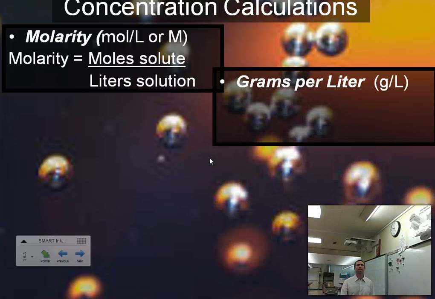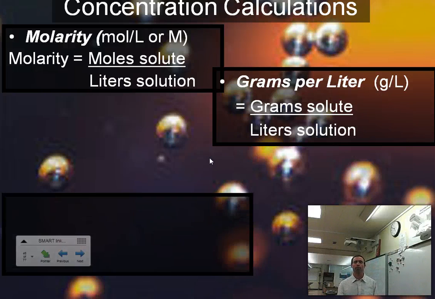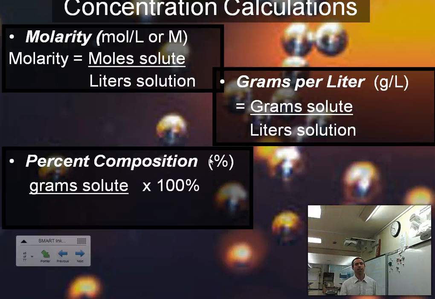We also looked at grams per liter, which is the number of grams of solute per liter of solution. And then lastly, or finally, we looked at percent composition. Percent composition is gram solute divided by gram solution.